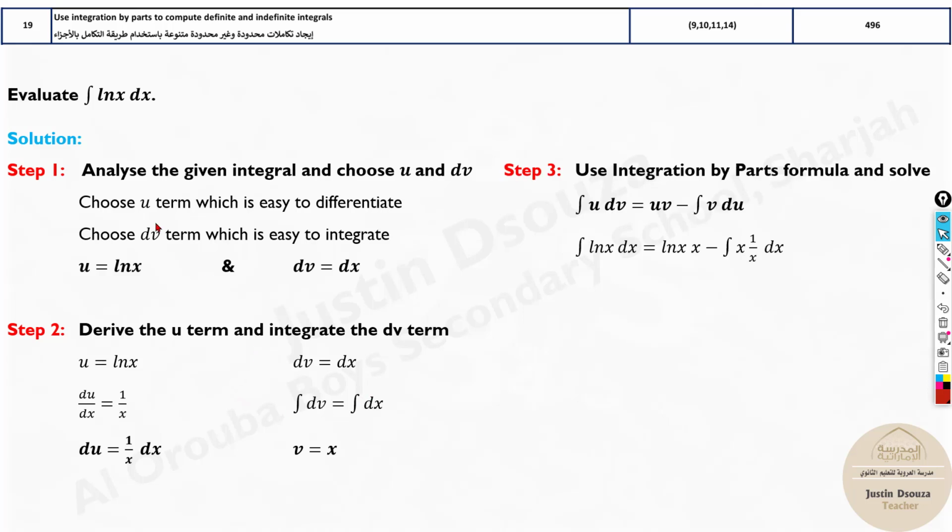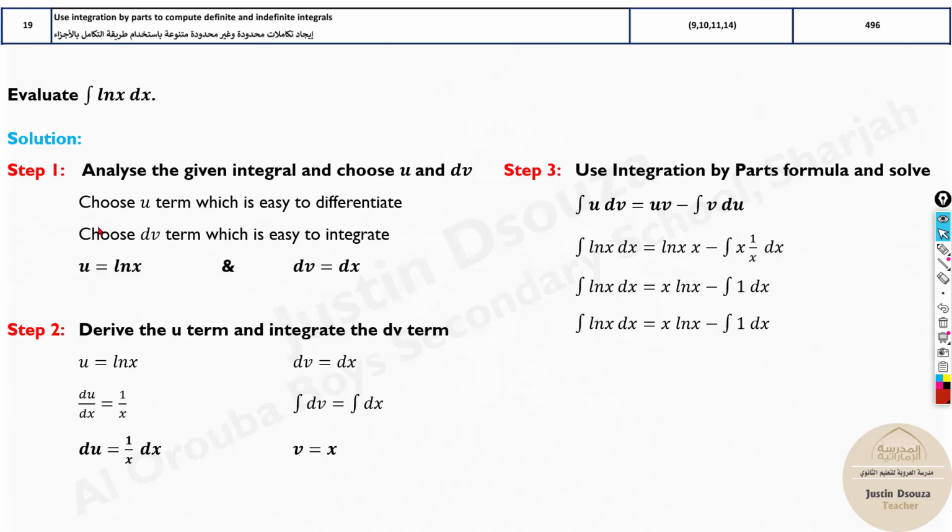And this is the thing. See, I've written over here, choose u term which is easy to differentiate, choose dv term which is easy to integrate. But it's not just that, you need to also understand the consequences of choosing which and which. If I had chosen dv as ln x, now if you don't know the formula, it's just not possible. And even if you know the formula, it's going to be complicated. So always try and see which would go well, just a couple of steps, and then finalize with the u and v terms.